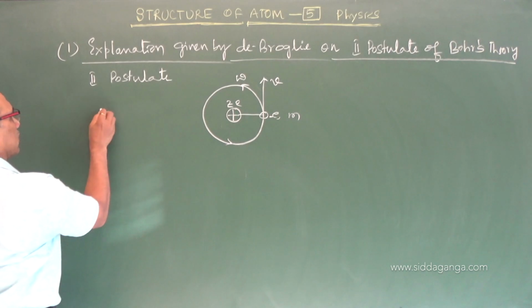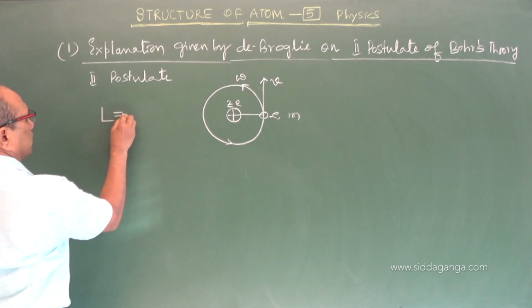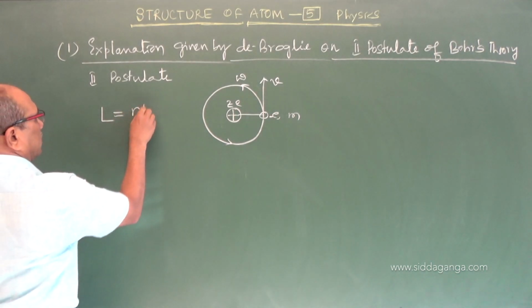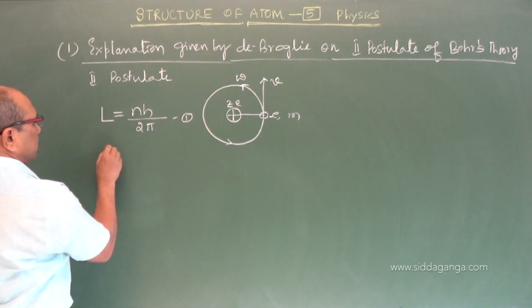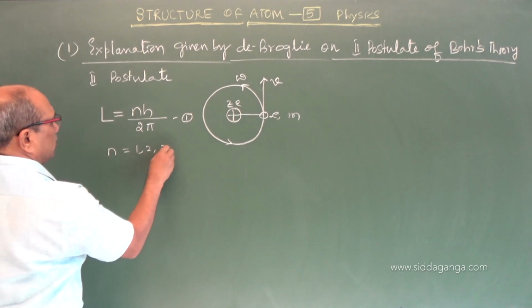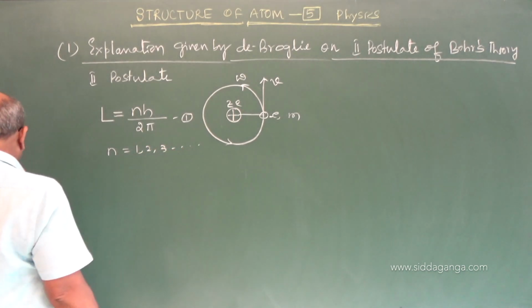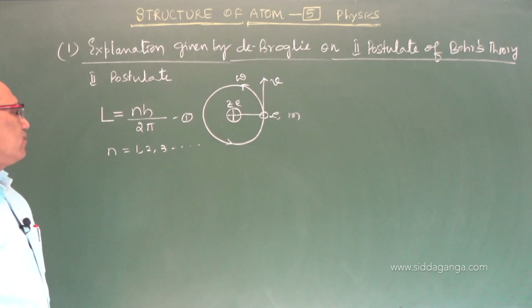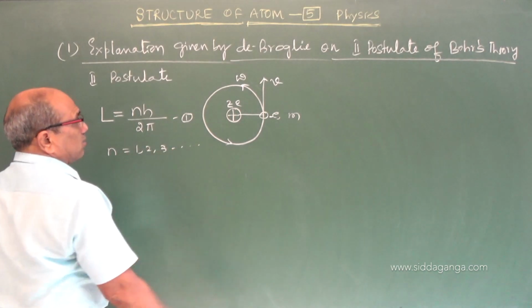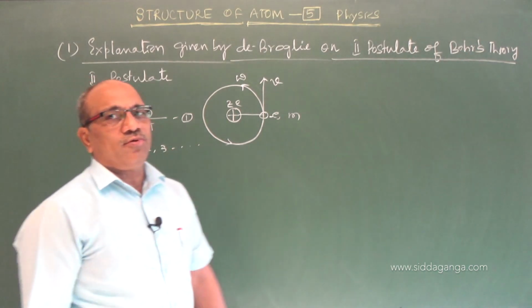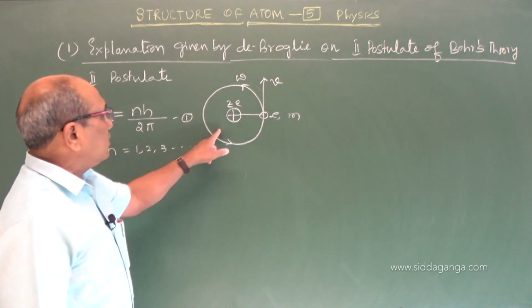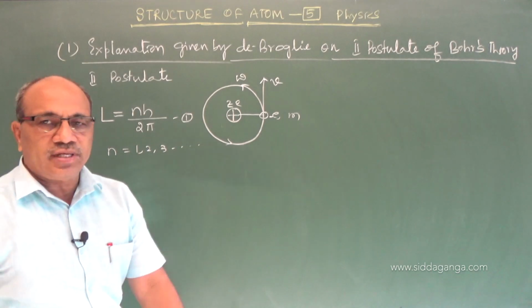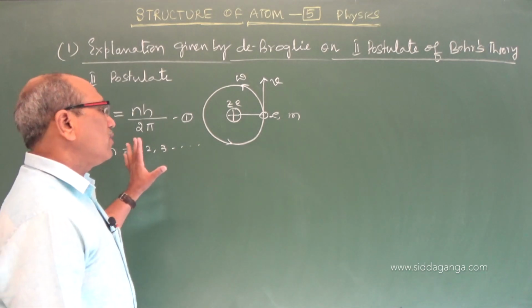The second postulate: orbital angular momentum is an integer multiple of h upon 2 pi. That means n can take values only 1, 2, 3, etc. n cannot be a fraction. After 10 years, de Broglie explained why the orbital angular momentum is quantized like this, L equal to nh upon 2 pi.